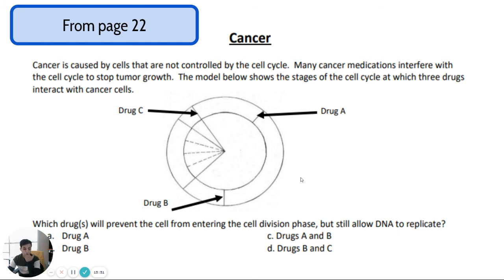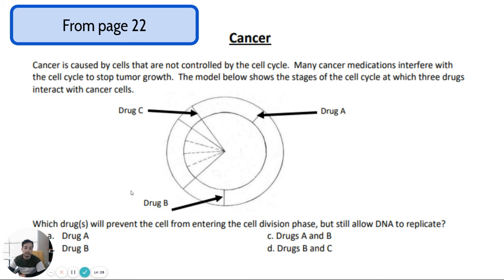Here is a not real life example, but a more real life example. Cancer is caused by cells that are not controlled by the cell cycle. Many cancer medications interfere with the cell cycle to stop tumor growth. The model below shows the stages of the cell cycle at which 3 drugs interact with cancer cells. So these 3 drugs, drug A, B, C. Which drugs will prevent the cell from entering the cell division phase, but still allow DNA to replicate? Okay, so we don't want it entering the cell division phase, but we still want the DNA to replicate.